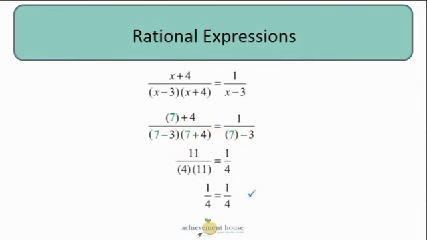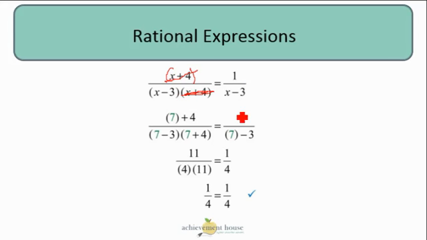So when I look at a rational expression, I can say, all right, x plus 4, it's a common factor there with x plus 4 in the denominator. And so that's going to give me 1 divided by x minus 3.